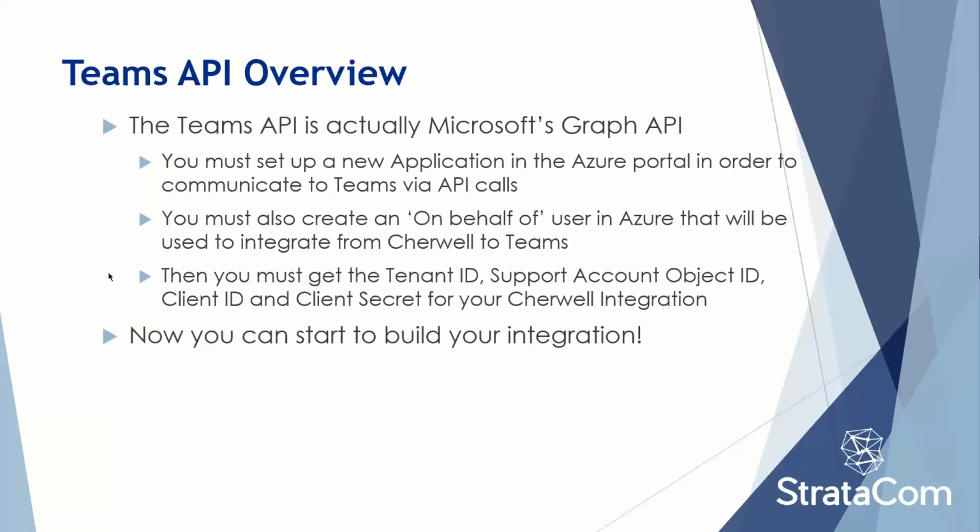But you've got to set up a new application in the Azure portal to communicate to Teams via API calls. So all your communication is done via this new Azure app that you create. So you create an on behalf of user in Azure that will be used to integrate from Cherwell to Teams. And then there's some information that you get back: a tenant ID, a support account object ID, a client ID, and a client secret. And you need all that stuff for your Cherwell integration. And then once you have that, you can start to build your integration.